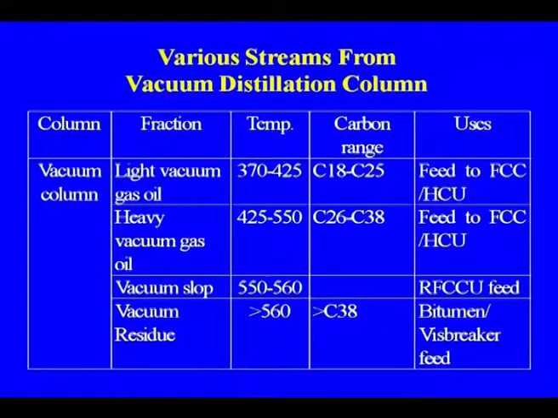These are the products which you are getting from the vacuum distillation column: the light vacuum gas oil, heavy vacuum gas oil, vacuum slops, and vacuum residue, which will have the bitumen, or it will go to the visbreaker unit. The gas oils are feed to FCC, catalytic cracking, or the hydrocracking units.